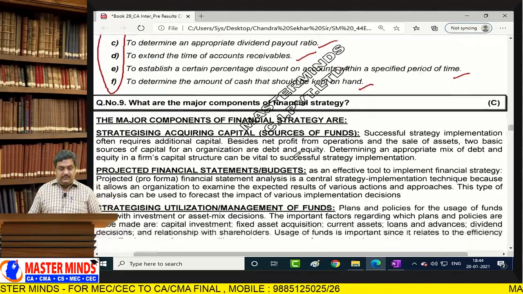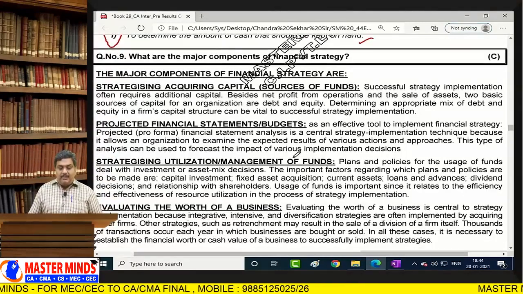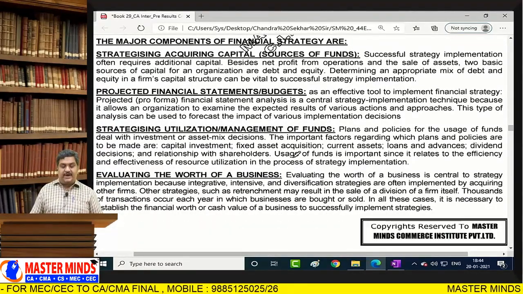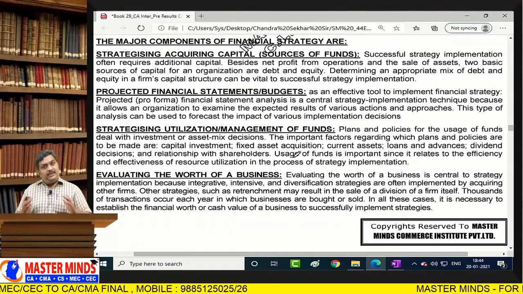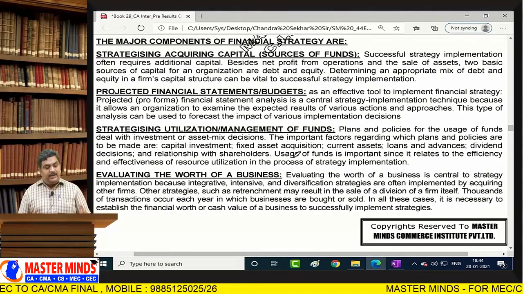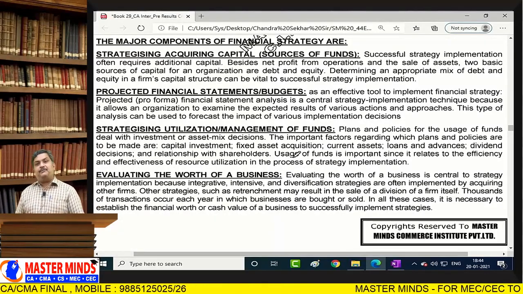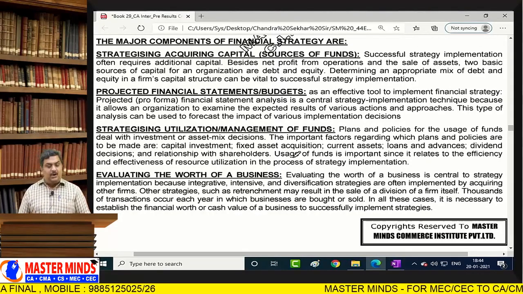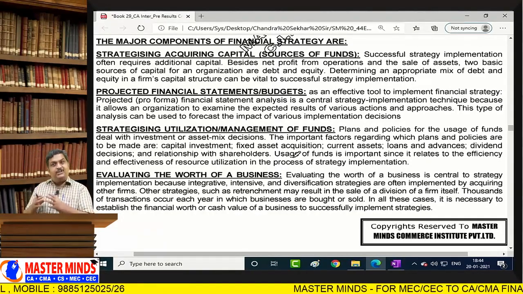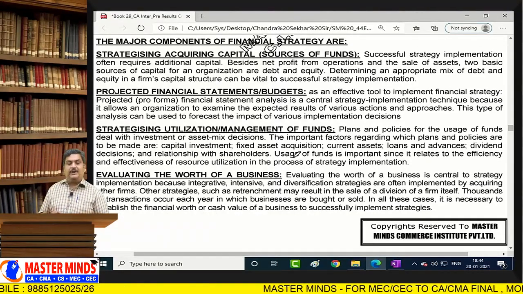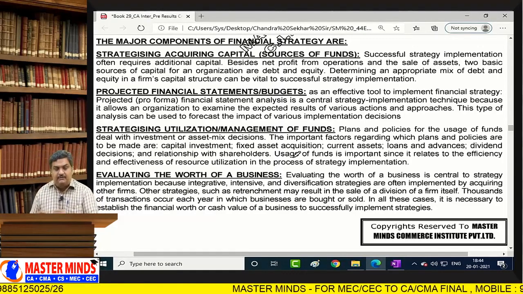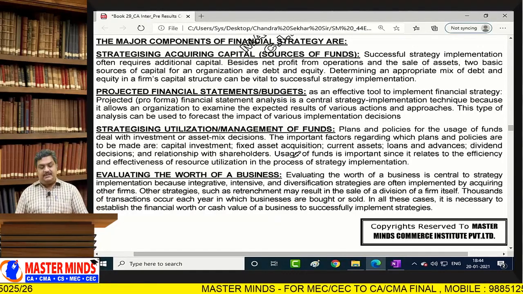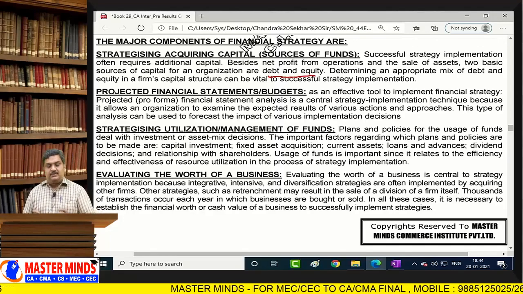Now, the next question. What are the major components of financial strategy? Okay, already we have studied that. We already know that the major components of the financial strategy of an organization are, first, the strategy regarding the sources of funds. Now, what are the sources of funds? Debt and equity are the sources of funds.